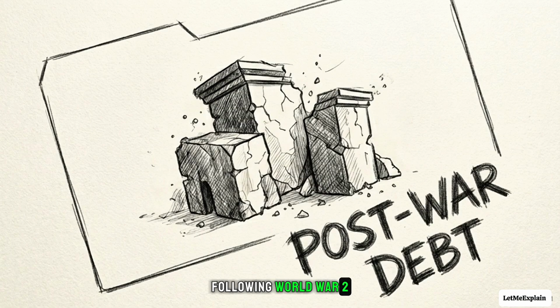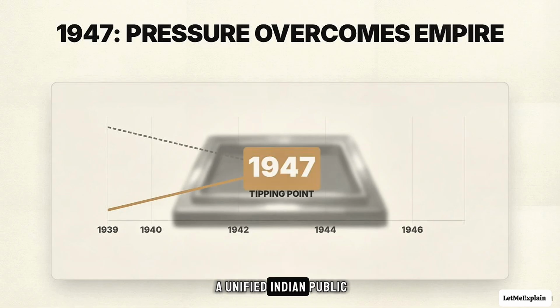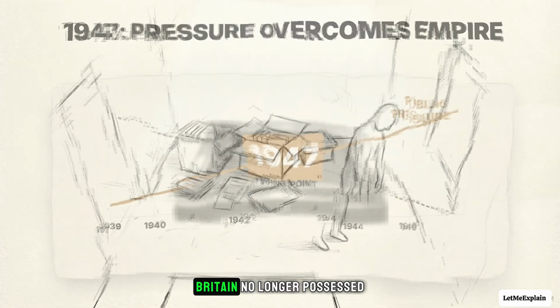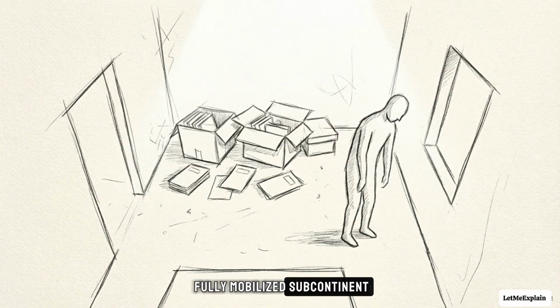Following World War II, Britain's domestic economy and military infrastructure were severely depleted. By 1947, the rising pressure of a unified Indian public meant the total depletion of British resources. Britain no longer possessed the economic or military strength required to hold a fully mobilized subcontinent.